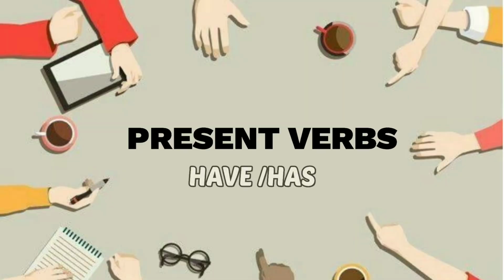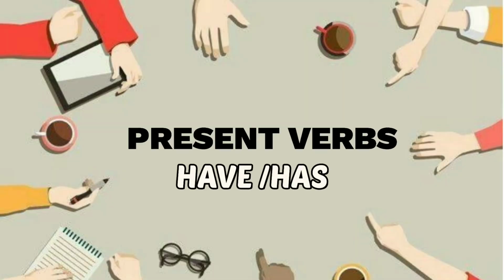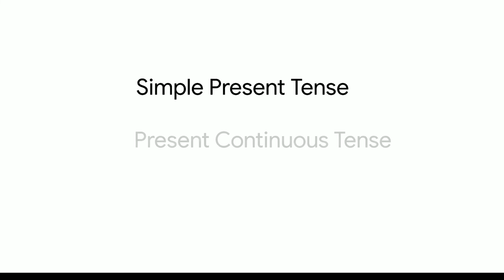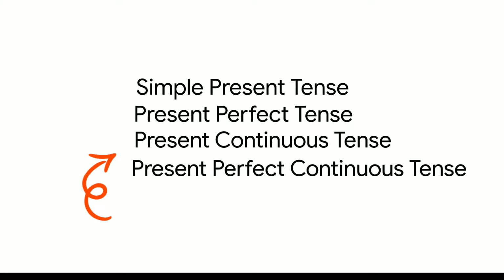In this part of the video, we will learn about the present verbs have and has. I know you have already heard about these have and has verbs. These are present verbs. We use these verbs in any kind of present tense.